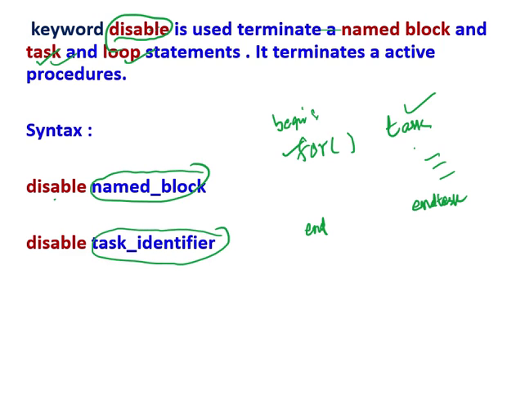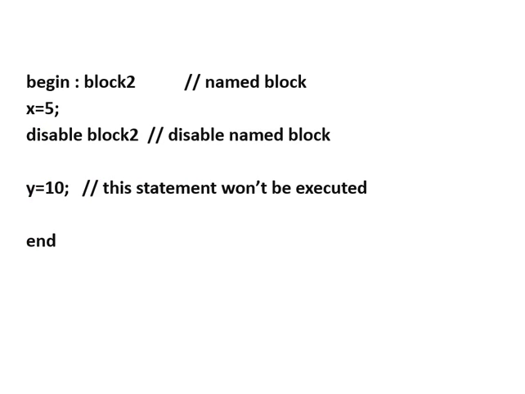So let me give you an example. This is begin, then colon, then the name of the block, block 2 I have given. So this is a named block because a name is given to this begin. Then x equal to 5, then disable block 2. The name of the named block and the name after disable should match. So begin, colon block 2, then this statement x equal to 5 will be executed, then it will exit from this begin, because disable block 2 means it will exit after this x equal to 5 line.